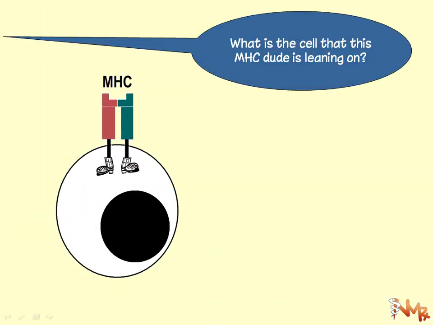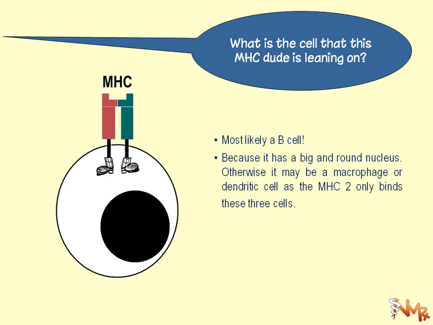So what is the cell that this MHC dude is leaning on? Well, of course, this MHC has two legs, and two-legged MHCs are only seen on antigen-presenting cells. But this most likely is a B cell. Why most likely a B cell? Because it has a very big nucleus. But I want you to know, potentially, this might have been a macrophage or dendritic cell as well.